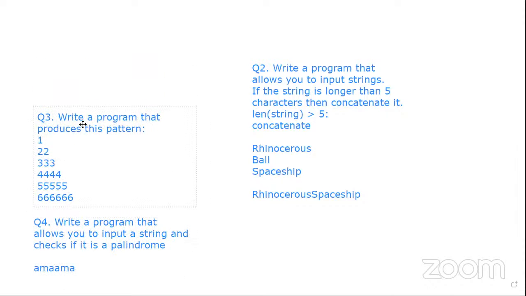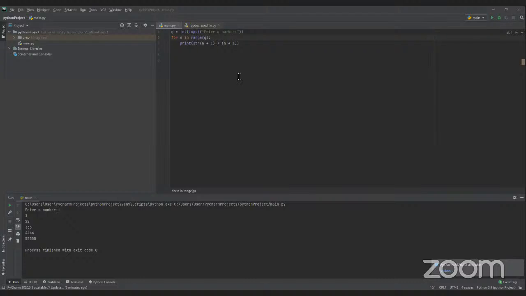Rafif, I finished question 3. Should I just go on to the other questions, or should I show you first? Just show me. Okay. So here's the thing. You basically input a number, and then it does this. It concatenates the stuff. Okay, good.